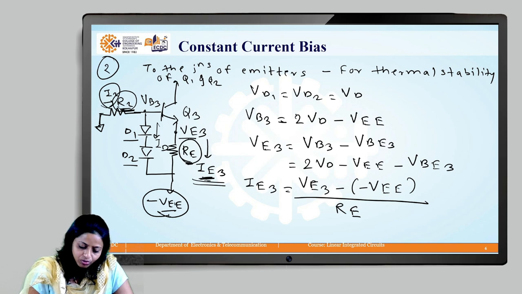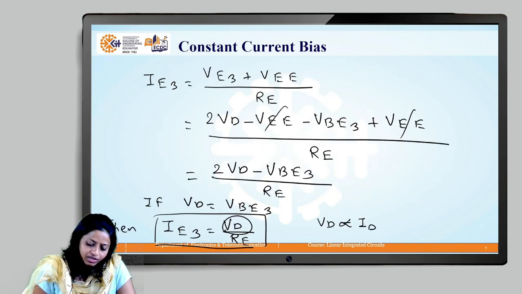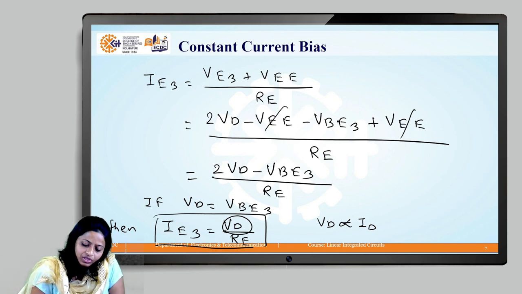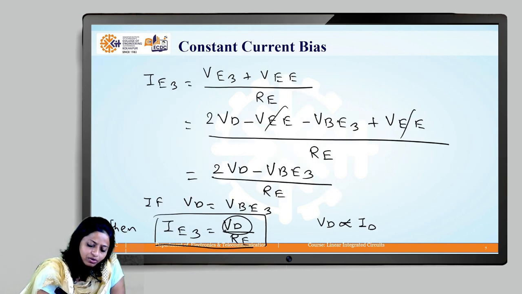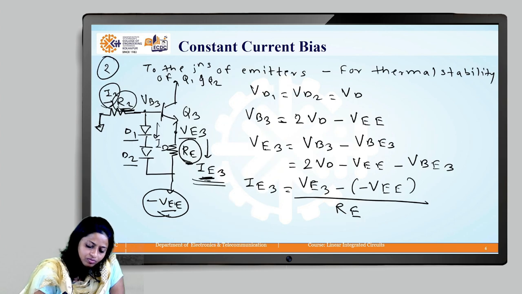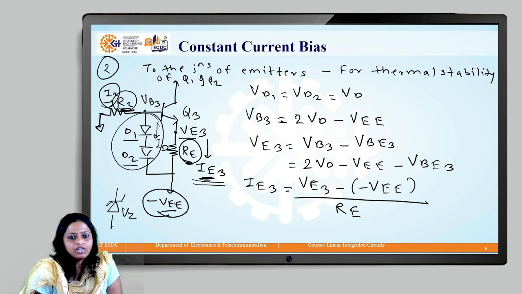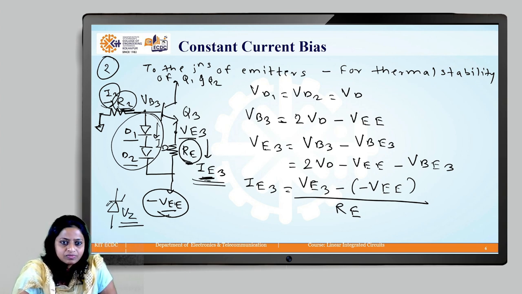So this is one more circuitry. Again we can have one more circuitry where we can replace this pair of diodes by a single Zener diode with a voltage drop of VZ, and we can perform the same analysis.